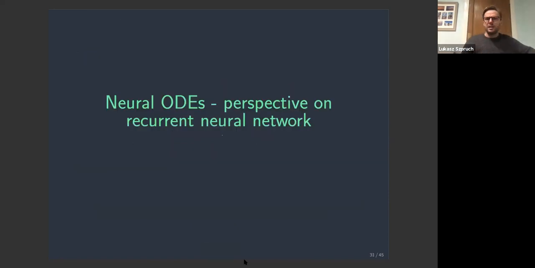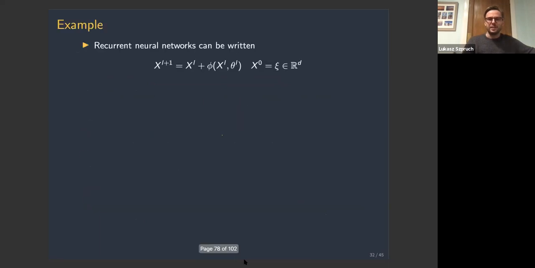So I think I ran out of time. I have another part of the talk, but this is on the mathematics of deep learning. So maybe on a different occasion. So I skip that.